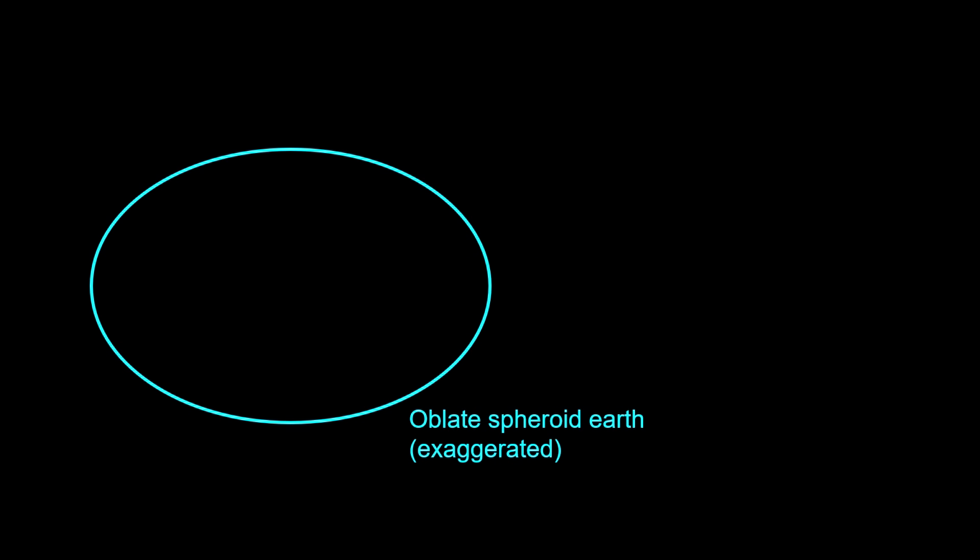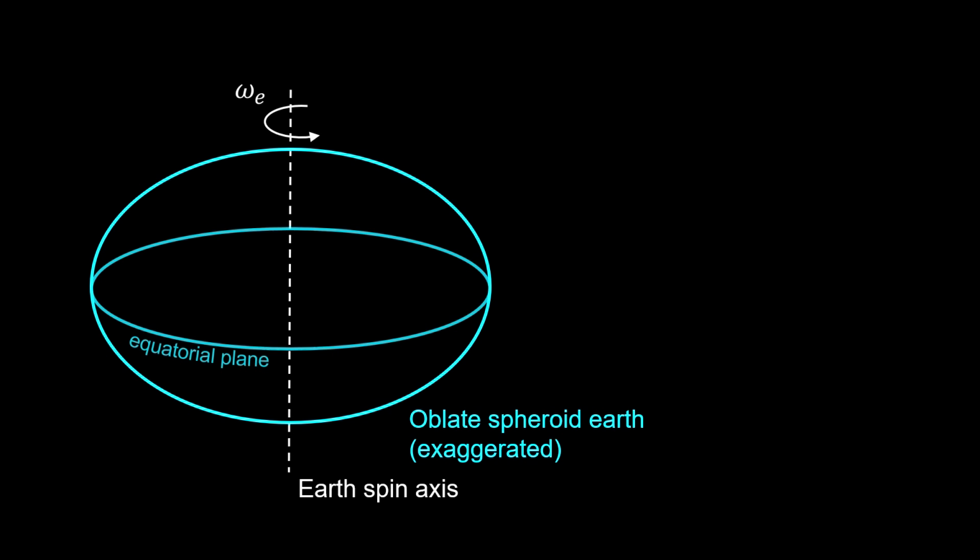To get to the flat Earth approximation, let's start with the oblate spheroid Earth. It spins about its axis at a rate we'll call omega e. The equatorial plane divides the Earth into two hemispheres. The Earth's center of mass is very near the equatorial plane. We'll assume it's on it. Consider an inertial frame of reference that is fixed with respect to the stars. It does not rotate with the Earth.